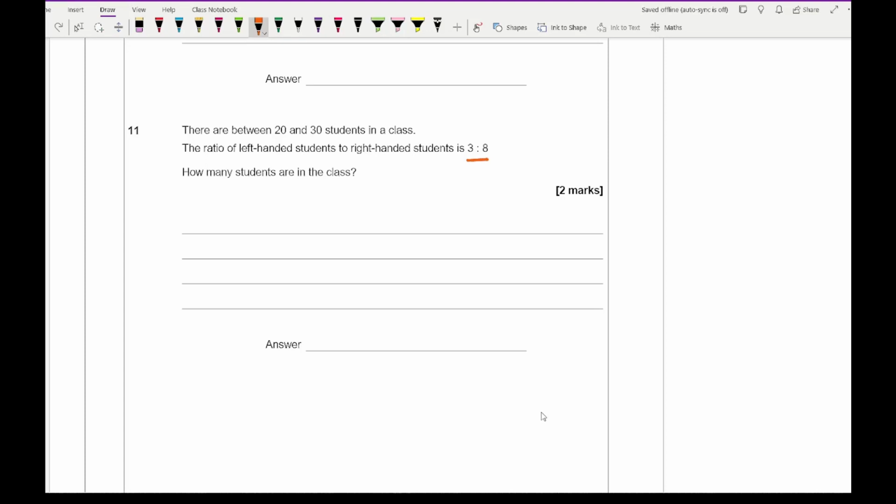Well, in order for this ratio to be true, what we need is a multiple of 3 plus 8, which is 11. So writing down the multiples of 11, I've got 11, 22, 33, 44, and so on. But I'm looking for the number that's between 20 and 30, in which there's only one possible option, which is 22.